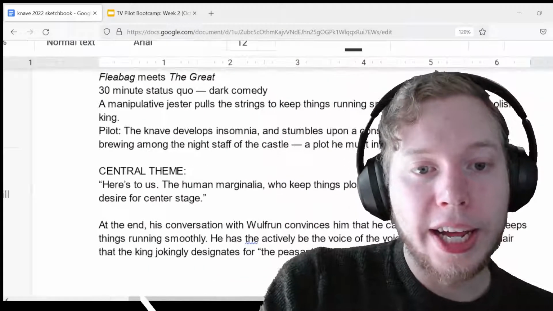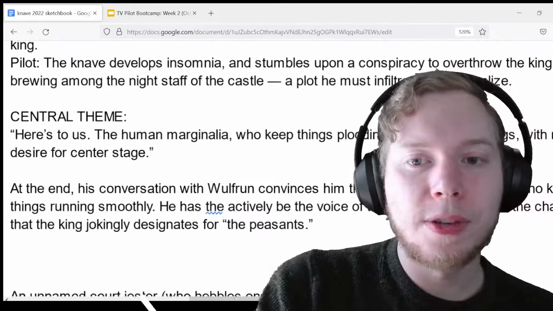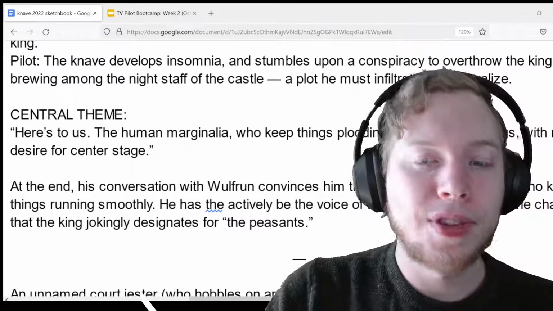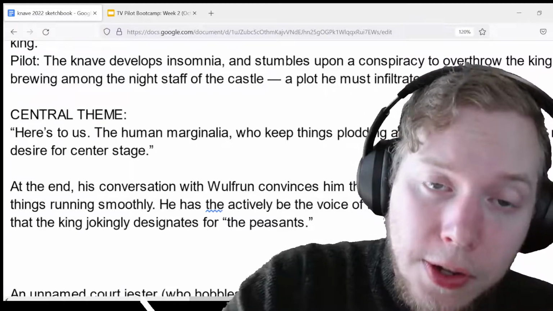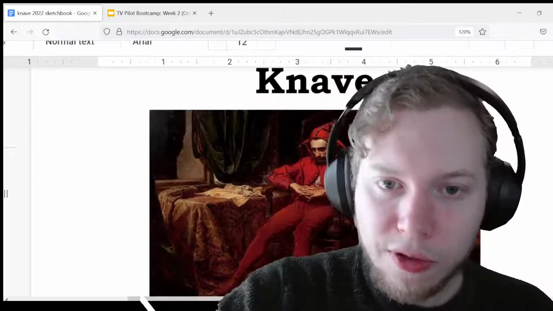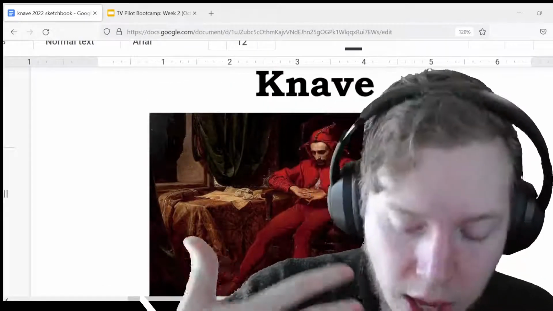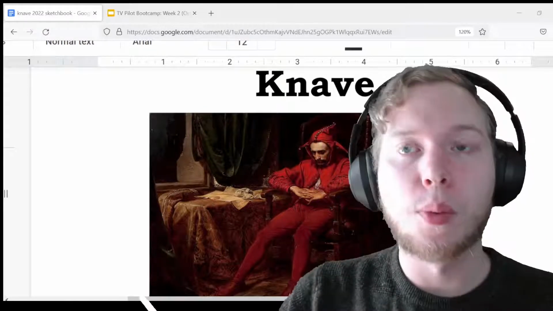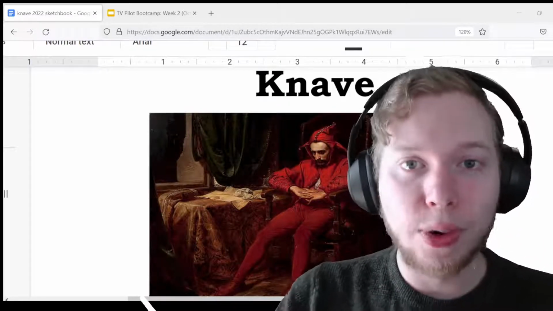So, the pilot logline: the knave develops insomnia and stumbles upon a conspiracy to overthrow the king brewing among the night staff of the castle, a plot he must infiltrate and neutralize. I've approached the plot of this pilot the way you should often do, which is justifying the premise of the show and setting it up so that we understand why we're watching this, why this is important.